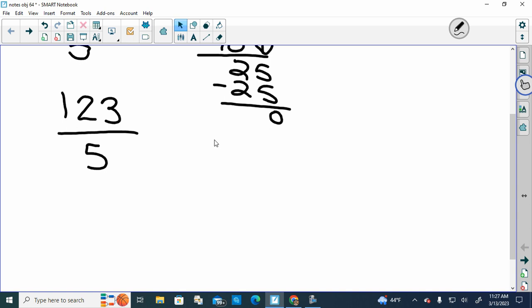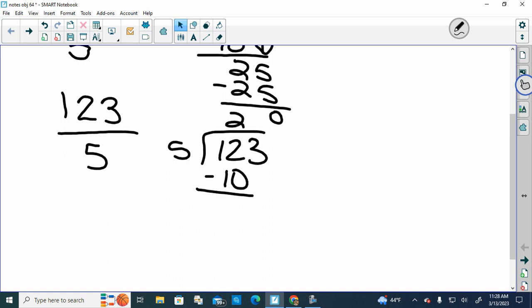Dividing, that's how I would say. Okay, so the top number goes on the inside. This number goes on the outside. 5 goes into 12 twice, right? And we go 2 times 5 is 10, but we don't leave it as a positive 10. We switch the sign to a negative 10, and we subtract, which is 2.